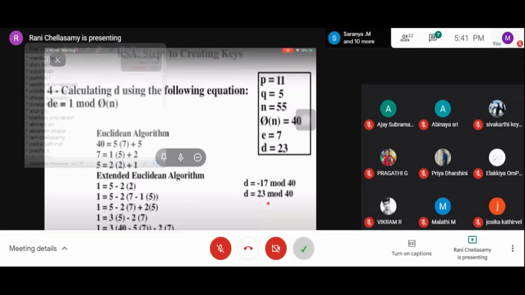So the encryption value is taken as a randomly chosen prime number, and for the decryption value you have to apply the Euclidean algorithm and the extended Euclidean algorithm to find it, that is d equals 23. Fine. So this is the fourth step. We have to go for calculating the D, that is the decryption key. Okay, fine.